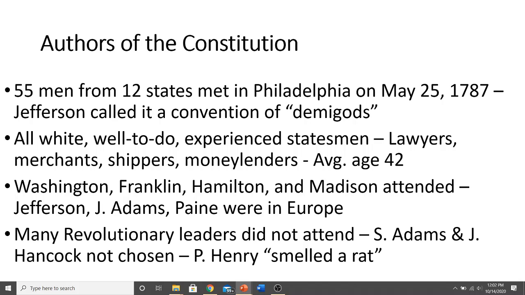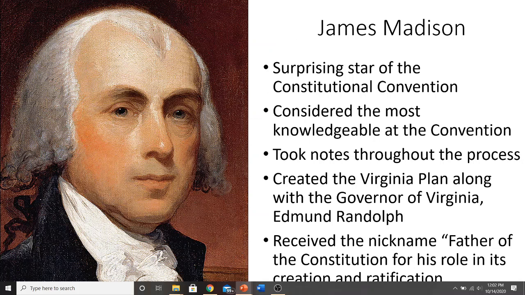And other revolutionary leaders did not attend, whether they're like Adams and Hancock, not chosen by their states to represent them, or whether it's men like Patrick Henry, who viewed this as a suspicious attempt by the elites to get more power over the people and a stronger centralized government to control the states. So not everyone bought into it.